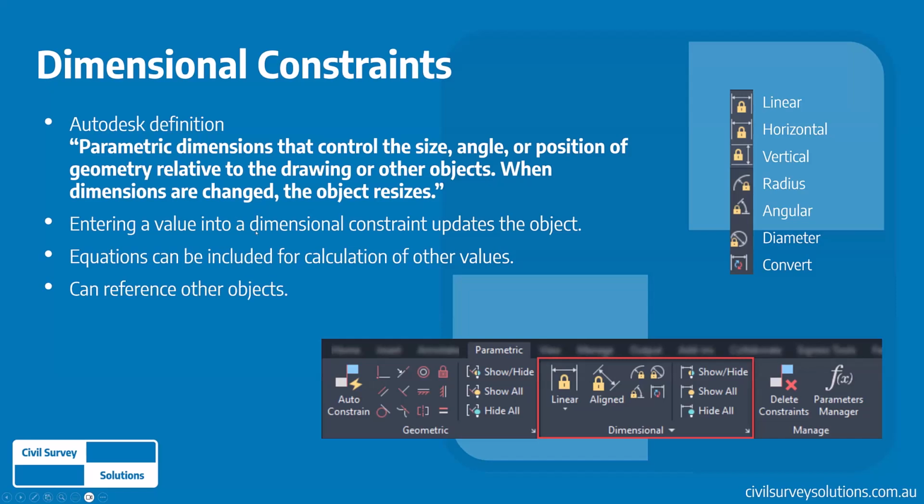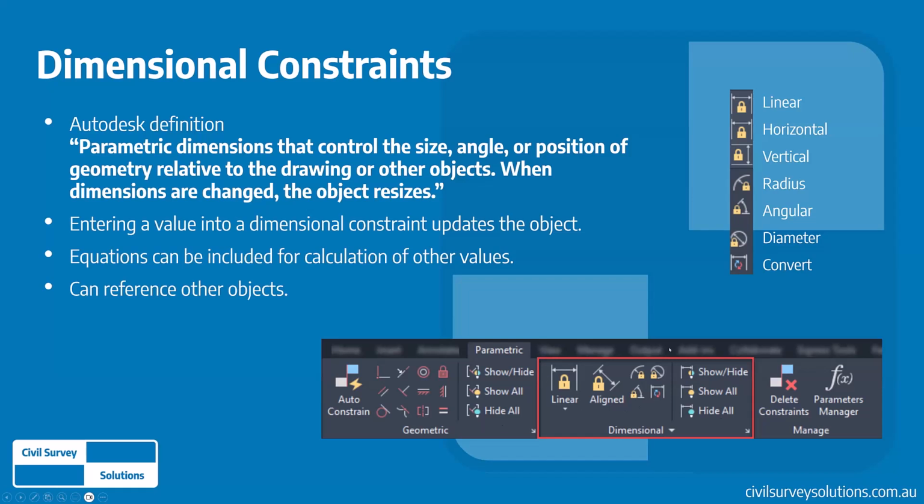Entering a value into a dimensional constraint will update that object. If there are formulas associated with other objects that may reference that, those formulas will be calculated and those objects will be reduced or enlarged in accordance to the equation that has been set. You're also able to reference other objects. So as I stated with the equations, we can reference other equations in the drawing that are assigned to objects, and we can refer to those and bring that information through to our current dimension.